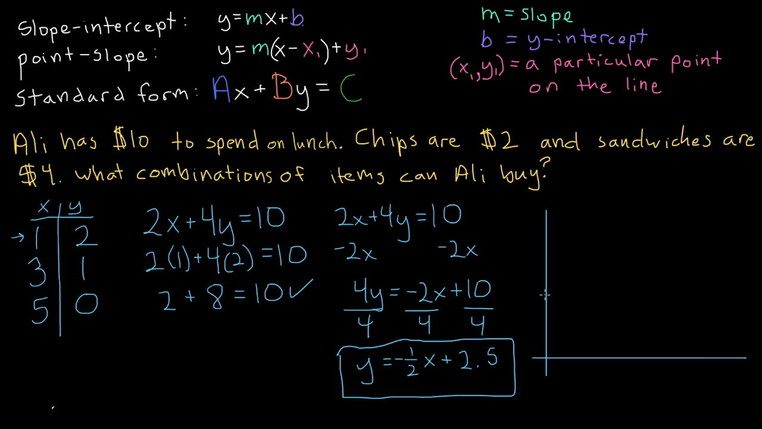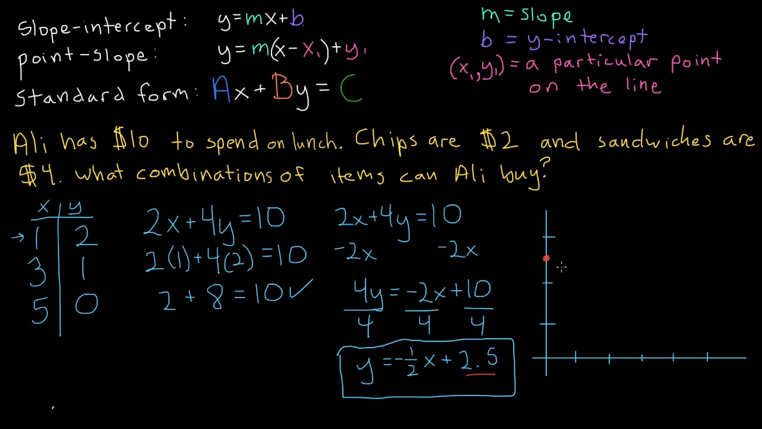And I'm going to put 3 hash marks on my y-axis. 1, 2, 3. And then on my x-axis, I'll put 5. 1, 2, 3, 4, 5. And then I'm going to change colors here so it stands out from the background a little bit. So to graph this slope-intercept form of the equation, I know that my y-intercept is 2.5 right there. And so I'm going to find 2.5 on my y-axis. And then my slope is -1/2.